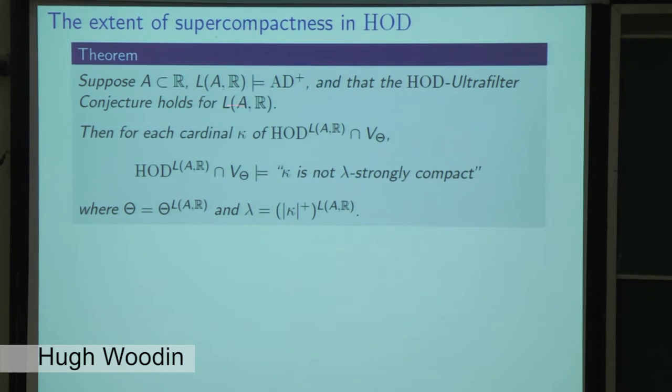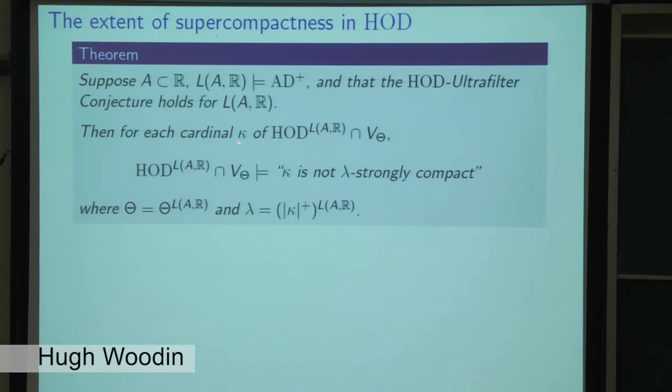Suppose we have L(A,R) as a model of AD plus, and that the HOD ultrafilter conjecture holds for L(A,R). Take any cardinal kappa of HOD cut at theta. Then in HOD cut at theta, kappa cannot be lambda strongly compact, where lambda is the first L(R) cardinal above kappa. You have a failure of strong compactness. And the proof's immediate.